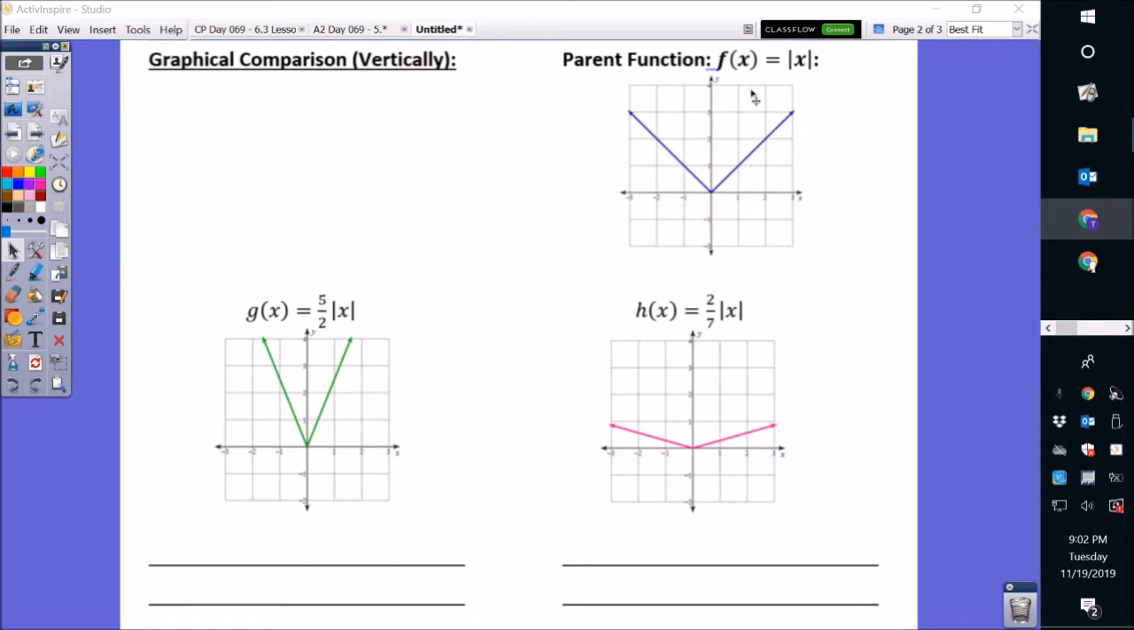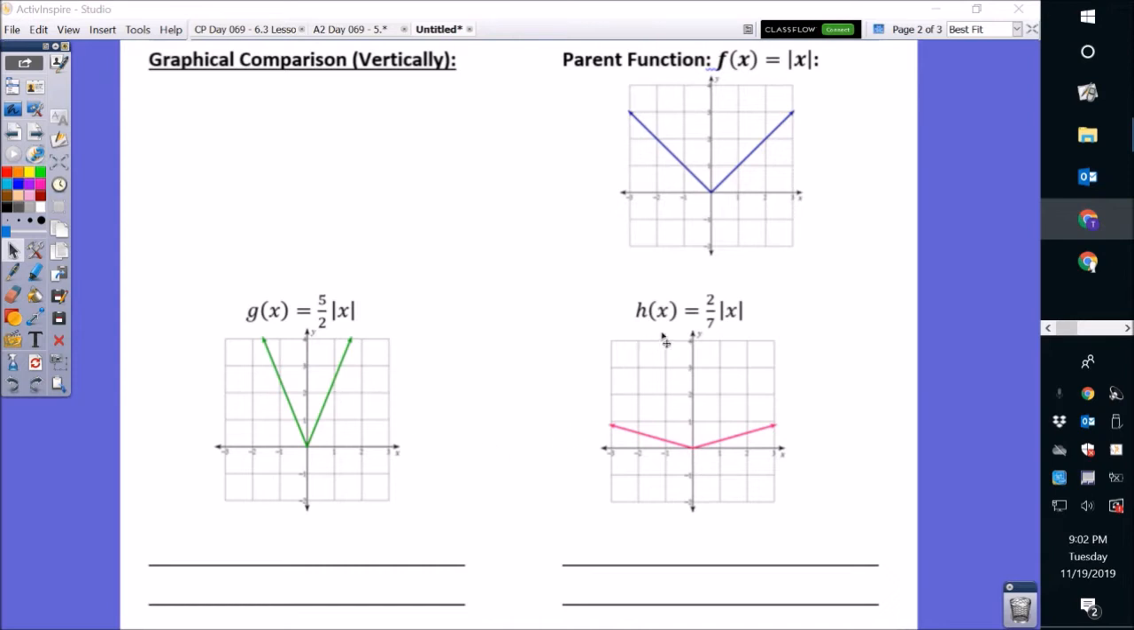Now, if you compare it to the parent graph, mainly from the x-axis, you can see that it vertically stretched away from the x-axis, or in layman's terms, you could say that it vertically expanded away from the x-axis. So now you can see how it's vertically stretched, also known as vertically expanded from the x-axis.